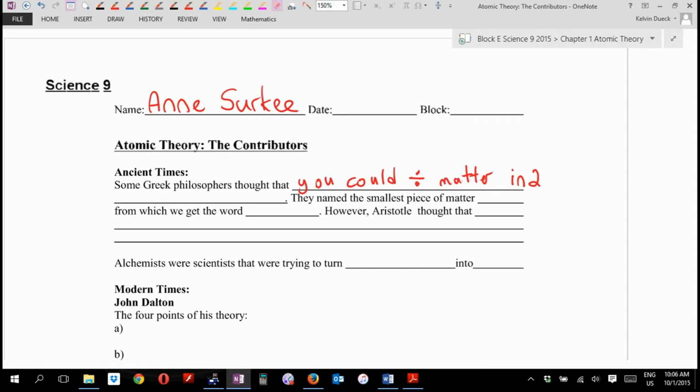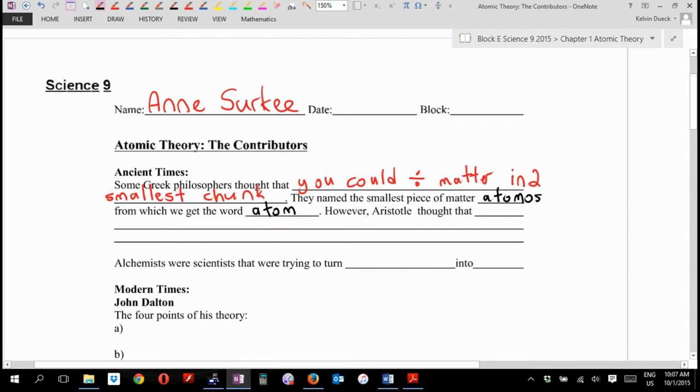So you could divide matter into, and I'm going to say this, smallest chunk. In other words, you could keep dividing, but eventually you get a piece that was so tiny, it would keep slipping out from underneath your knife, or however you want to think about it. They named that smallest piece of matter atomos. I'm not sure how to pronounce it in Greek, from which we get the word atom.